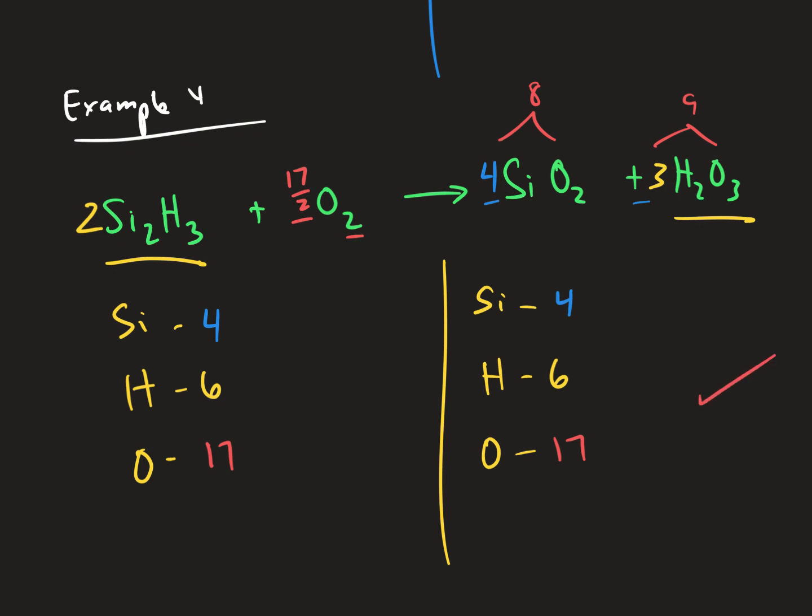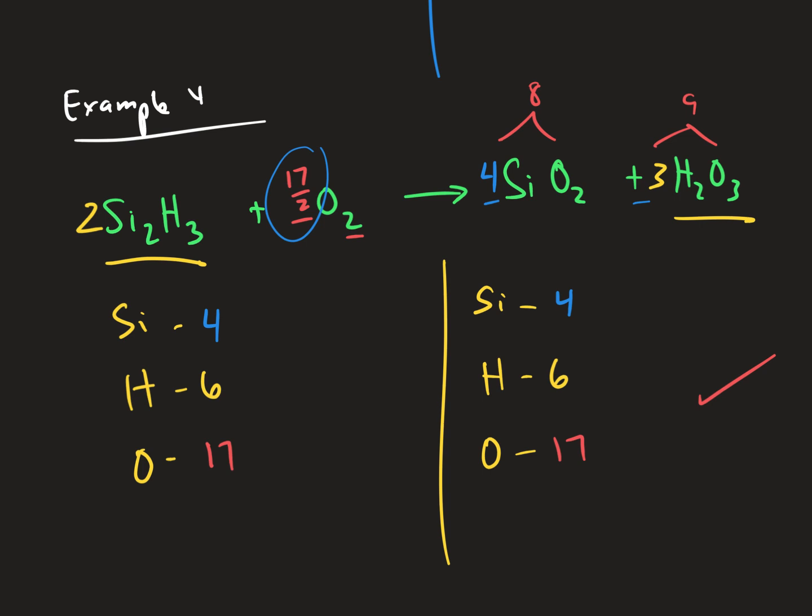It's all balanced. But we don't want to leave that like that. You can't have a half an oxygen molecule, right? So what are we going to multiply everything by? How do we get rid of that denominator, that fraction?